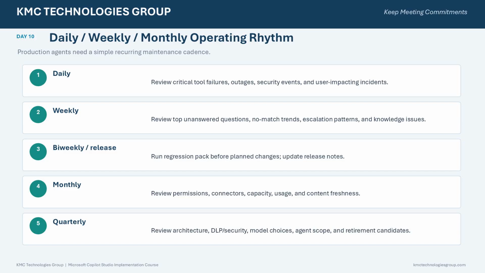Production operations become manageable when they follow a simple recurring cadence. Daily, review critical tool failures, outages, security events, and user-impacting incidents. Weekly, examine unanswered questions, no-match trends, escalation patterns, and knowledge problems. Before releases, rerun the regression pack and update the release documentation. Monthly, review permissions, connector health, capacity, usage, and content freshness. Quarterly, step back and reassess architecture, DLP, security, model choices, agent scope, and possible retirement candidates.